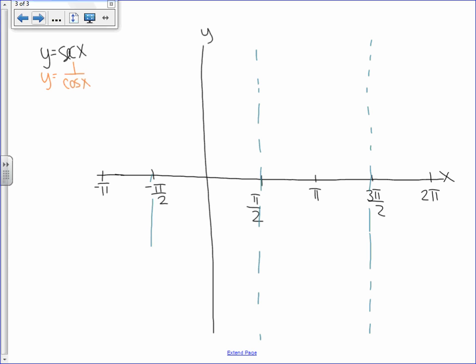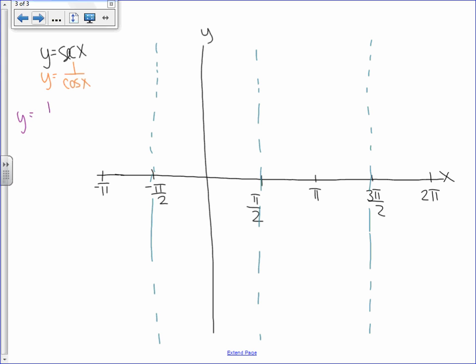And the same thing is going to be over here where it's negative. So the asymptotes aren't at the pi's anymore. They're at the odd pi over 2's. Okay, so that's a big difference between secant and cosecant. So now let's go ahead and figure out what's going on at 0.